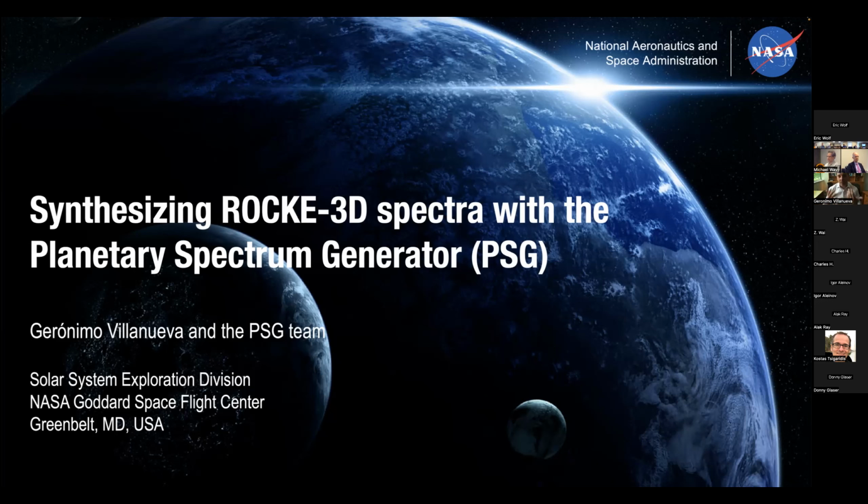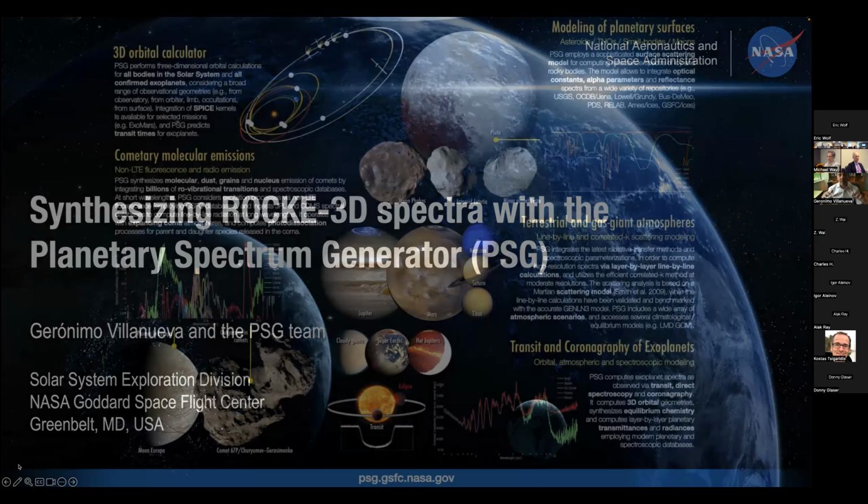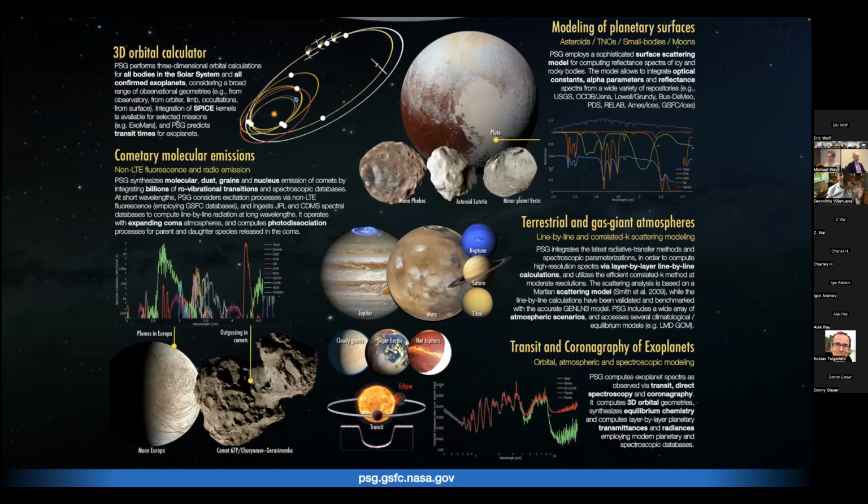So let's talk about what PSG is and how you can use it. PSG is a multi-element code. It combines several aspects, typically for astronomical purposes. It has orbital calculators for exoplanets and solar system bodies. It has a lot of tools for small bodies, like comets and icy bodies like TNOs, that we don't care about here. But the main driver is that it can model terrestrial planets and giant planets, and you can do coronagraphy and transit.